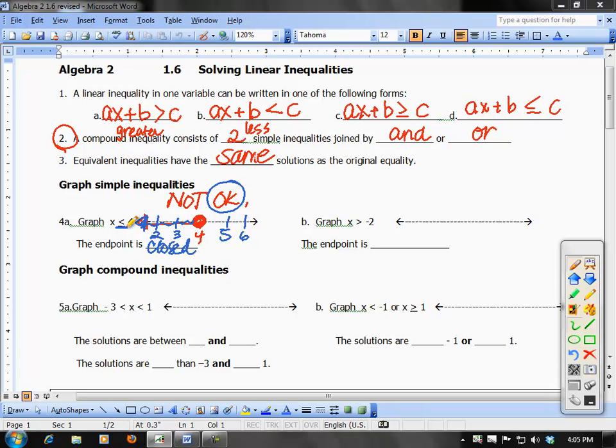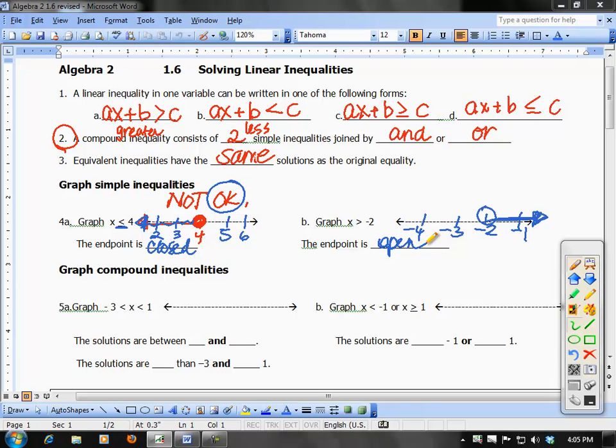So let's go in the opposite direction. Somewhere on here, I need to have -2. I'm going to put -3, -4, so I need a -1. If x is greater than -2, that says from -2 forward, but can it include -2? The answer is no, because it's not equal to, so you open the circle. This is an open endpoint, and that occurs when it's not equal to, so it's just a greater than or just a less than.